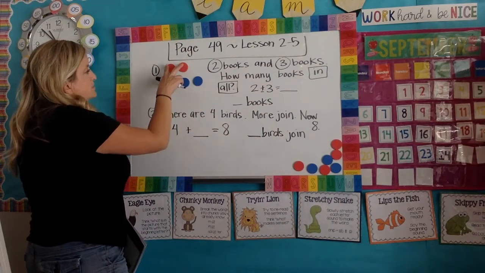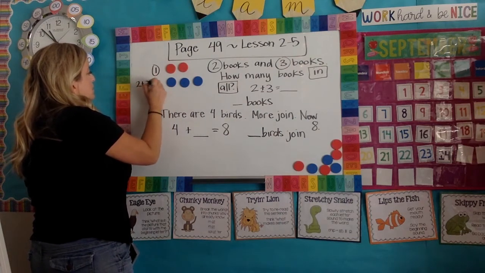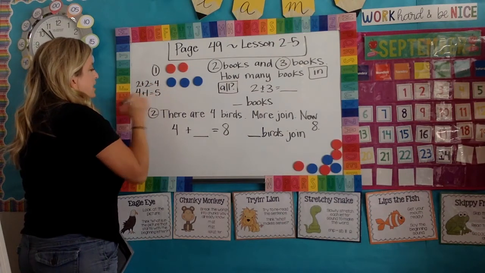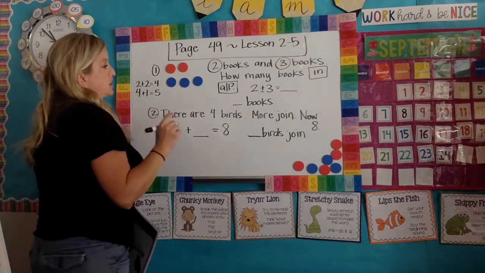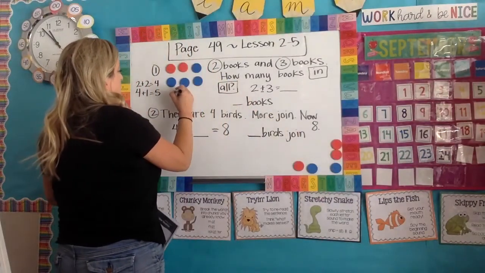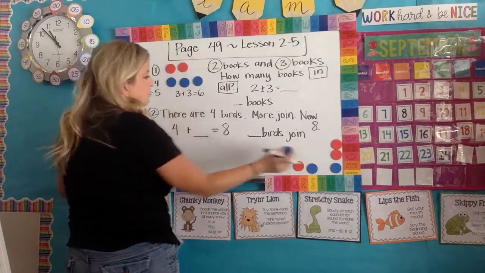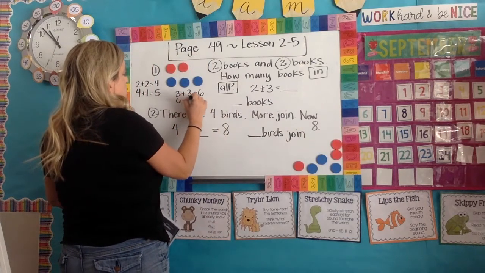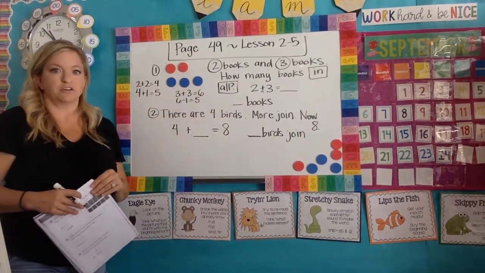I know a doubles fact of 2 plus 2 equals 4. 4 plus 1 more equals 5. Okay, I could do that. We also learned that I could make it a doubles fact this way. I could say 3 plus 3 equals 6. Take 1 away if I know that doubles fact. Then I do 6 minus 1 equals 5. Both ways get me to 5, okay?